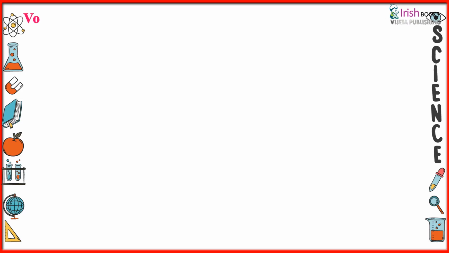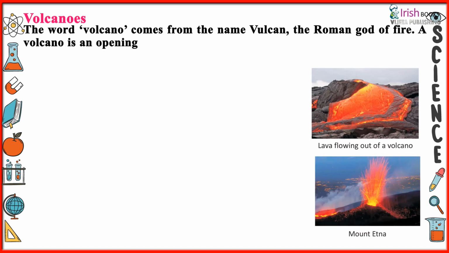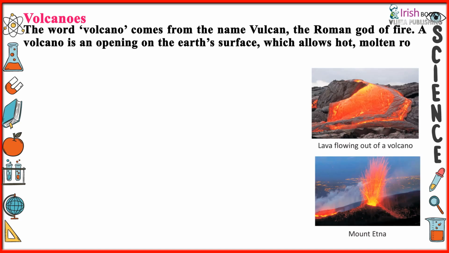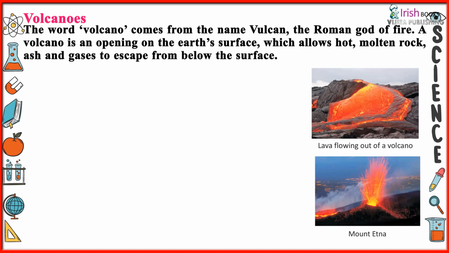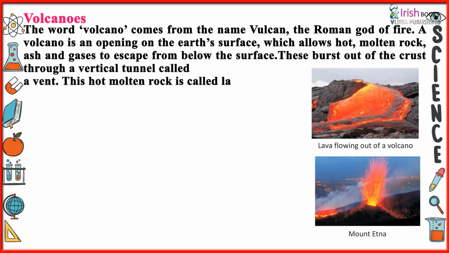Volcanoes. The word volcano comes from the name Vulcan, the Roman god of fire. A volcano is an opening on the earth's surface which allows hot molten rock, ash, and gases to escape from below the surface. These burst out of the crust through a vertical tunnel called a vent. This hot molten rock is called lava. The lava spreads over the land, sometimes covering an entire region. When lava is below the earth's surface, it is called magma.